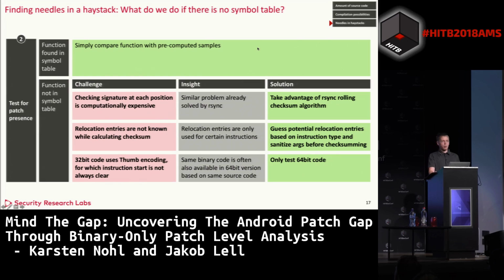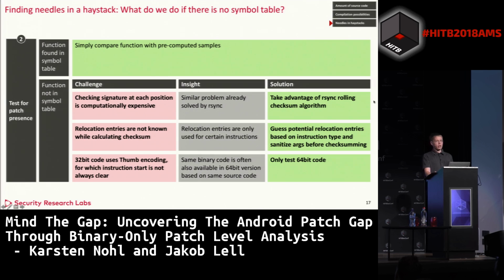And fortunately, a similar problem has already been solved in a completely different context, for file synchronization, by the rsync utility. And they have implemented a rolling checksum algorithm. So you can easily slide a checksum window over a binary file and calculate the next checksum with very little effort. But unfortunately, we can't directly use this algorithm because it will only find exact matches. But as we have seen before, there is some volatile data within our functions, which we can't compare because it changes on every device.